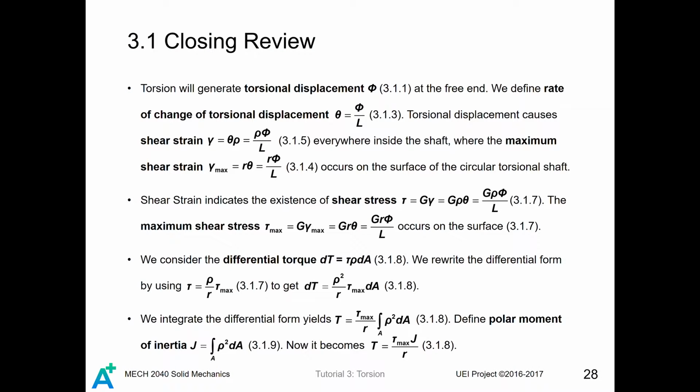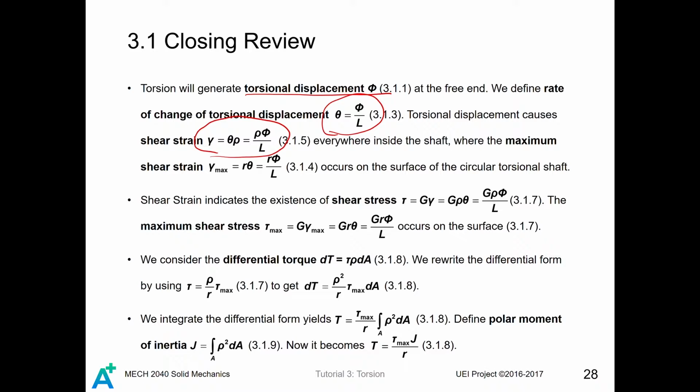Let's do a closing review, a very quick review of what we have learned in this section. Torsion will generate a torsional displacement phi at the free end. At the beginning, we defined the rate of change of torsional displacement, theta equals phi divided by L. Besides, we also introduced the shear strain formula, which is given by theta times rho. The torsional displacement at the free end will cause the shear strain inside the bar, which is given by gamma equals theta rho equals rho phi divided by L.